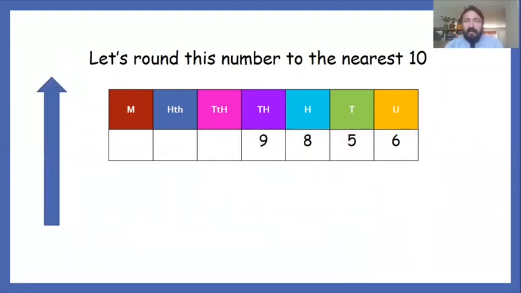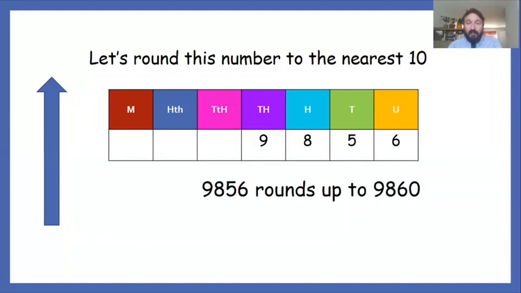Have we got this one? I've not put the decider on yet. So we've got 9,856 rounding up to 9,860.